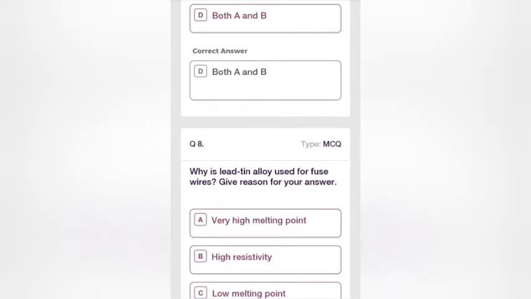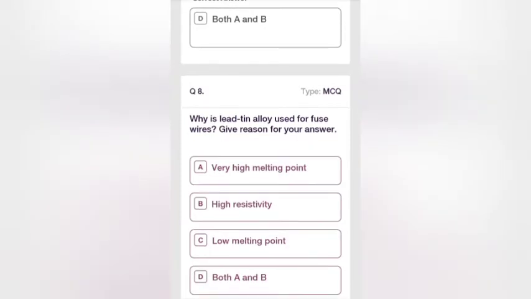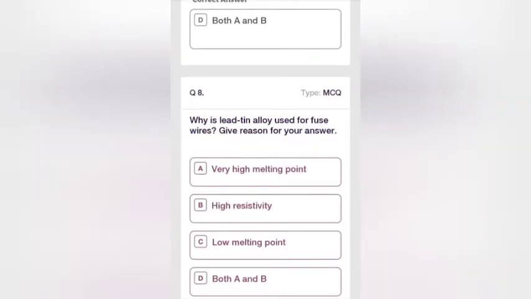Why is a lead tin alloy used for fuse wire? Give reason for the answer. Just now I have discussed what will be the characteristics of a fuse wire. Fuse wire should have low melting point. Okay, option C is the correct answer.